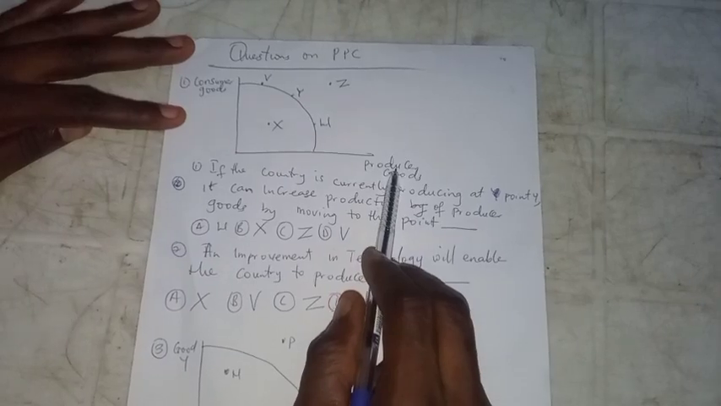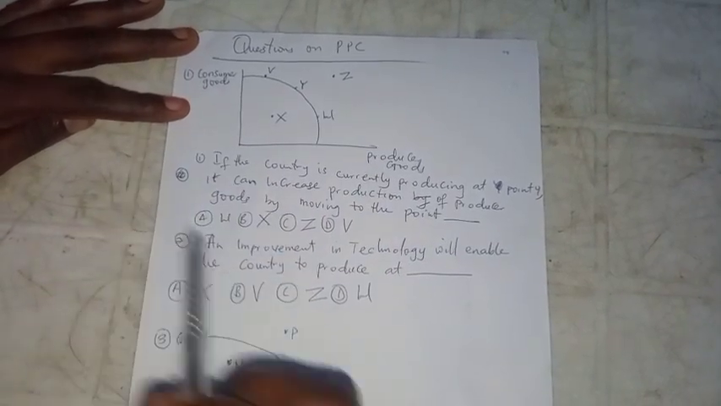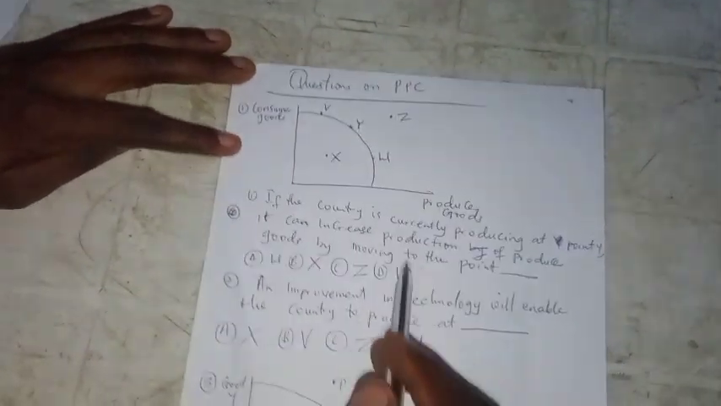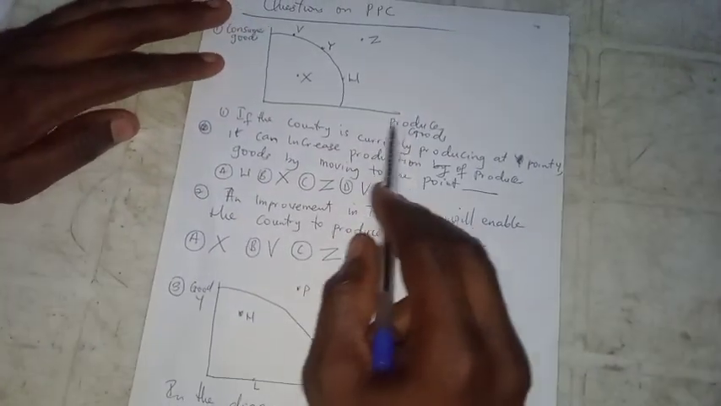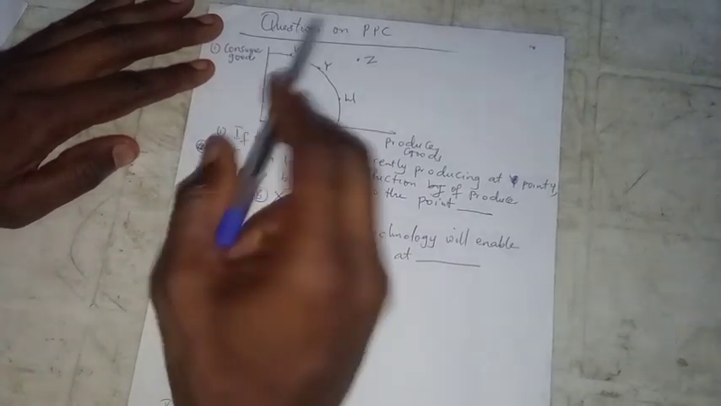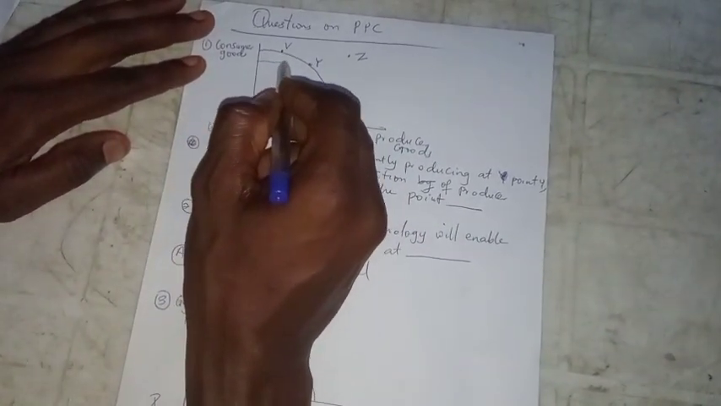This is producer goods, this is consumer goods. That's how you look at it. This is where we are. They say if the country is producing at point Y, how can it increase production of producer goods? Will it move to W or will it move to B? So the smart thing to do is to look at it this way.